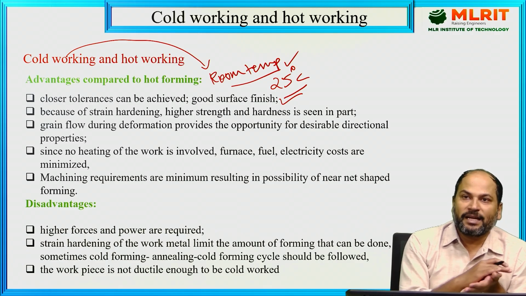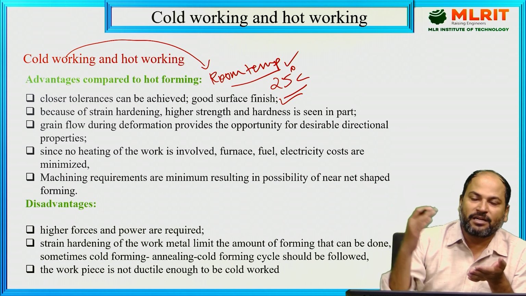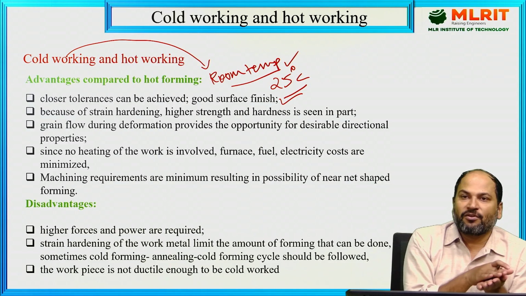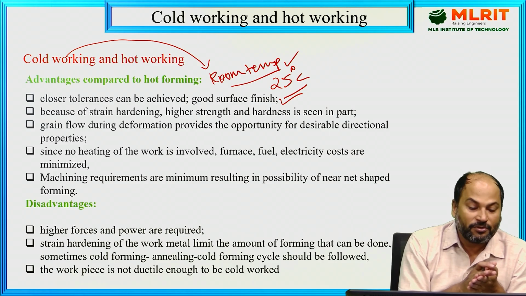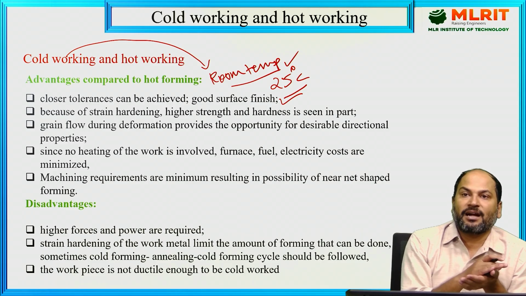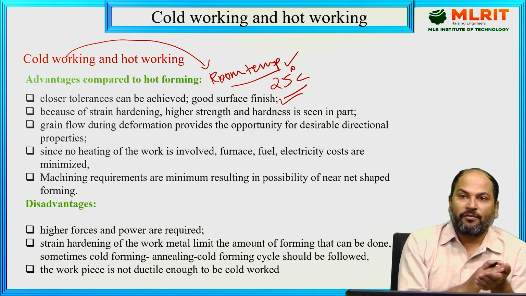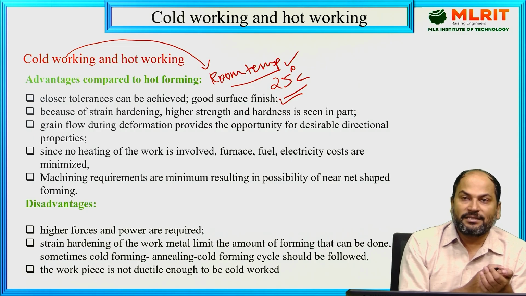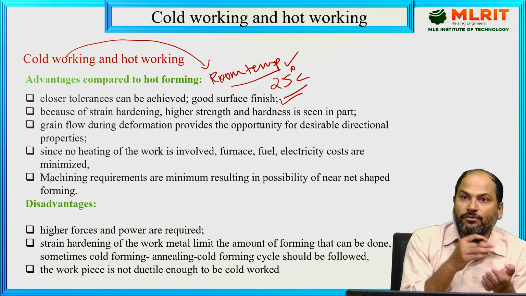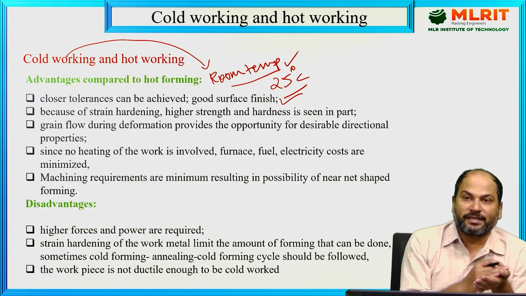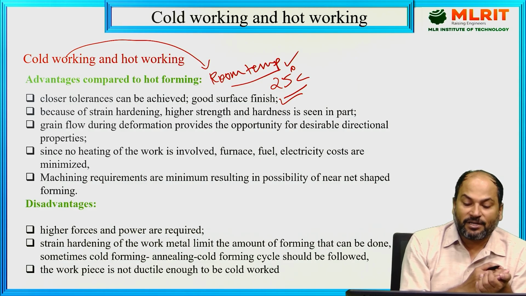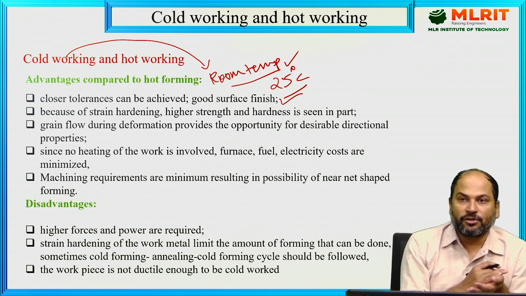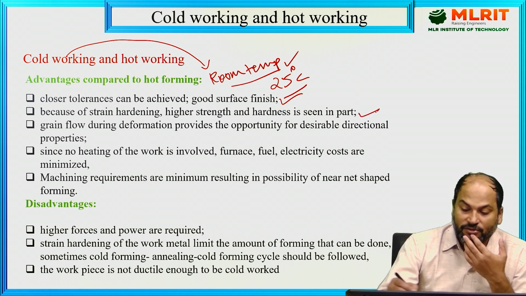But in cold working, as the material temperature has not risen, it is at room temperature, so scale formation will not be there. Oxide formation will not be there on the surface. So obviously surface finish will be good. Because of strain hardening. Strain hardening is a phenomenon. What will actually happen whenever a material is being deformed? The dislocation density increases. If dislocation density increases, all the mechanical properties almost will increase. So because of the strain hardening, the strength and hardness of the part, whichever part we are deforming at room temperature, is going to increase. That is another advantage of this process.